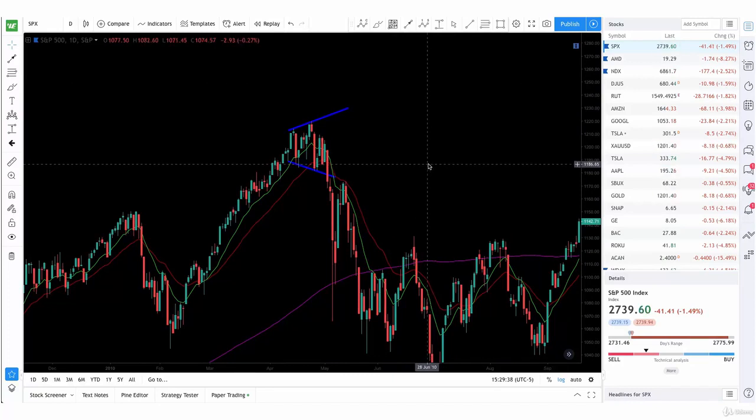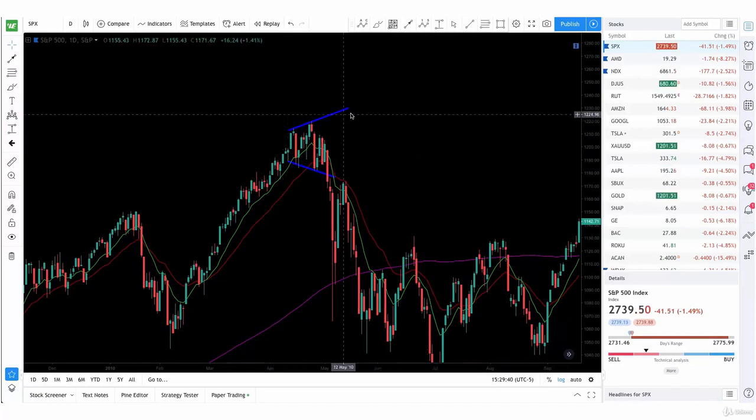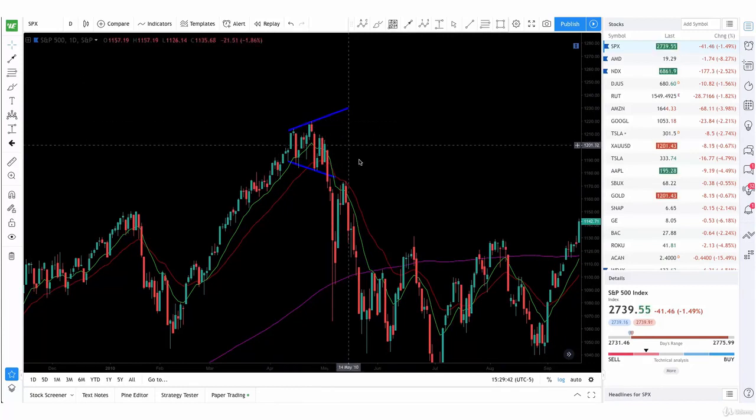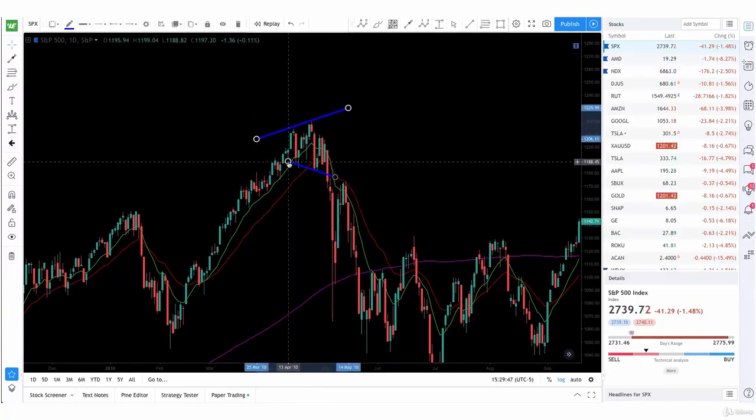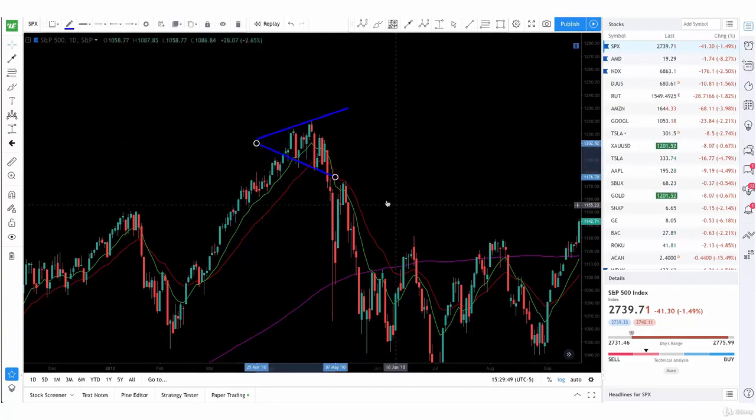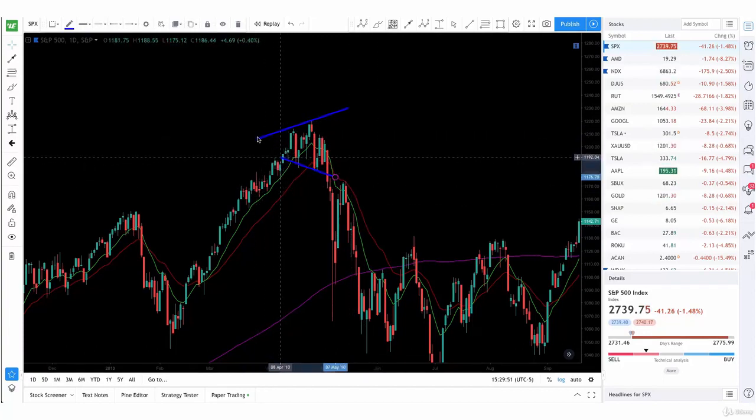They're also sometimes called megaphone patterns, because they look just like a megaphone, or an inverse symmetrical triangle, because if you look here, if you actually get this close together, it looks like an inverse symmetrical triangle. Okay?